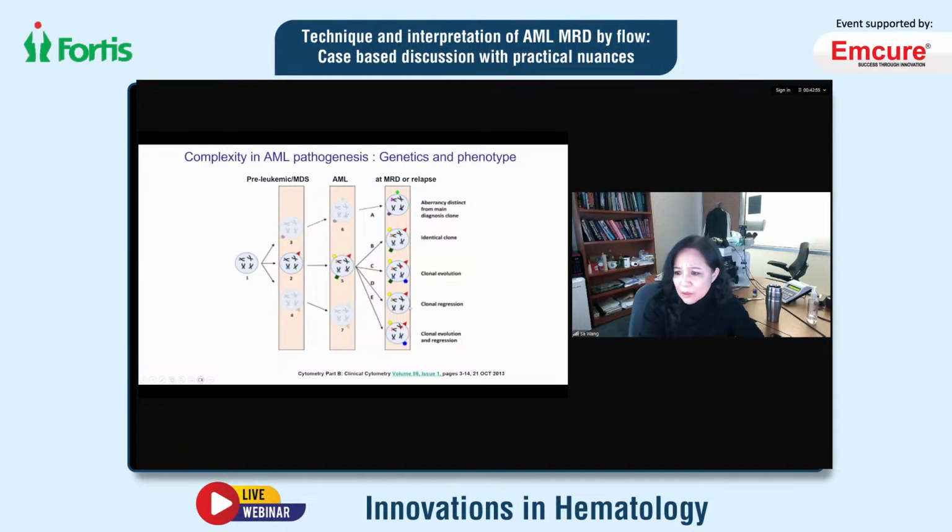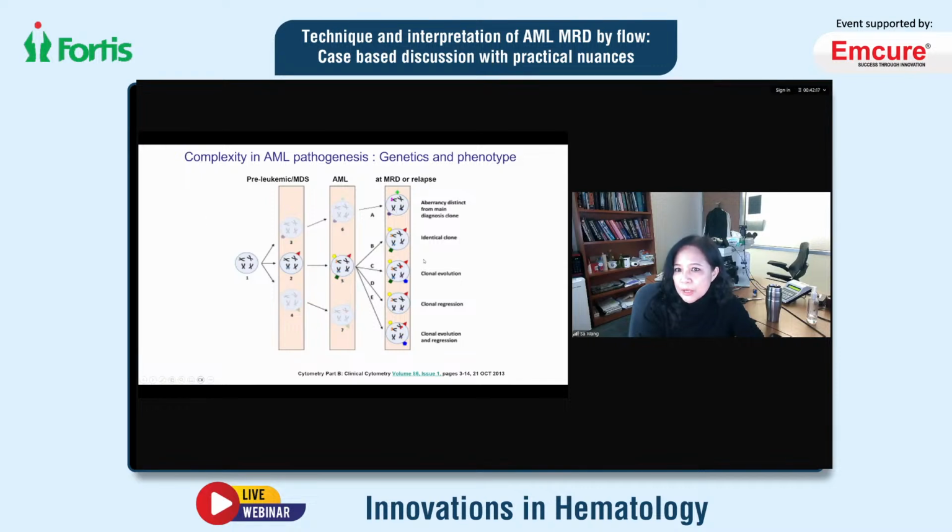But sometimes you do have clonal regression. You lose some markers you saw at the time of diagnosis. And sometimes you have clonal evolution and regression at the same time. So you lose one and you gain another. It looks very different from the original leukemia. Another thing, the most common, is subclone selection. At the time of diagnosis, this clone is super small. You don't see it. But it is really treatment resistant. At the time of MRD, you see a very, very different immunophenotype.